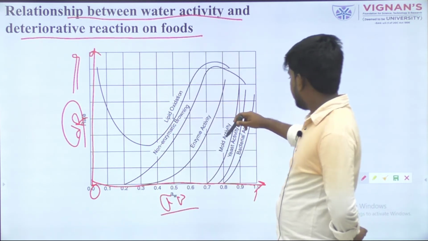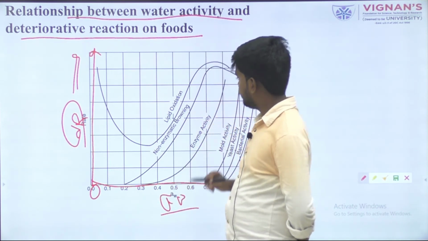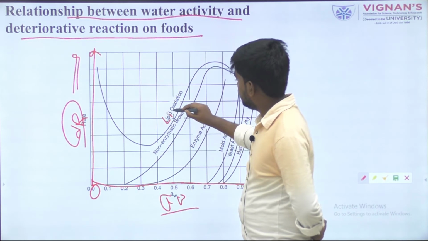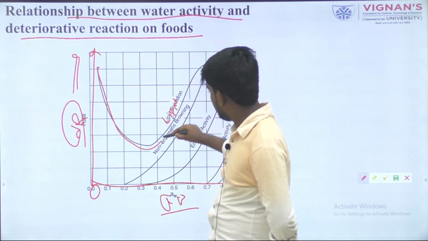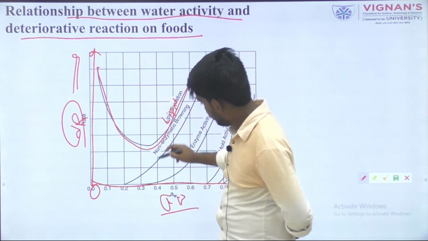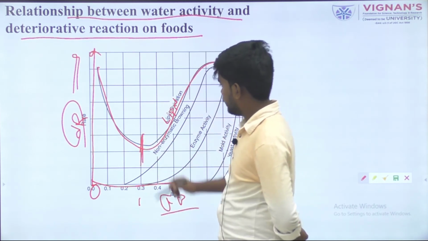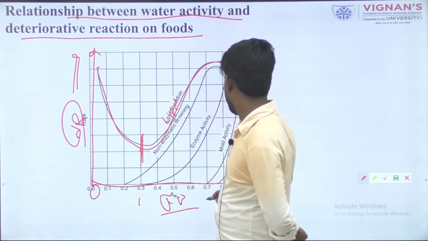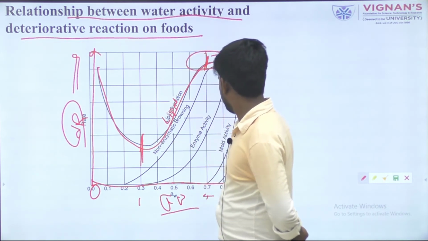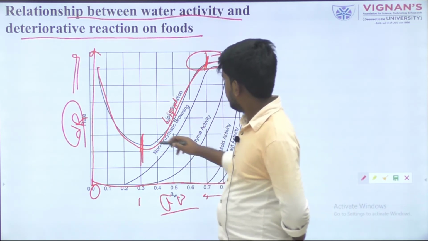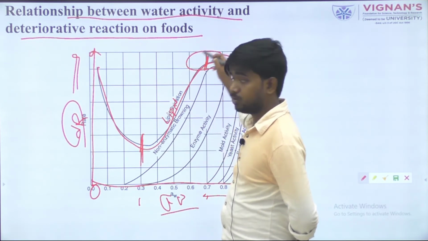Here there are 3 and 3, meaning a total of 6 types of deterioration processes take place. The first one is lipid oxidation. This oxidation process follows this nature: at 0.3 water activity the rate will be lower, and if we increase the water activity to 0.7, at 0.7 to 0.8 water activity, the lipid oxidation is increased, or this is a linear growth.